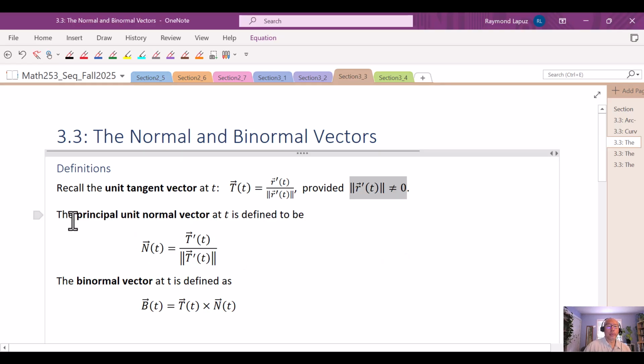Now, to get our principal unit normal vector, we're going to take the derivative of our unit tangent vector. The derivative of our unit tangent vector will eventually give us a normal vector that's going to be perpendicular to that. But it might not be a unit vector, so we divide by its magnitude again. Dividing by its magnitude will guarantee that this is a unit vector. Now, it's principal because there are many different unit vectors to possibly have.